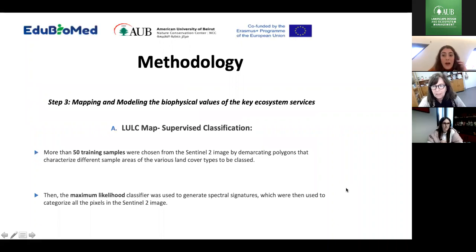Now that I identified the services, I generated a land use land cover map in ArcGIS using a supervised classification, where more than 50 training samples were chosen in the Sentinel-2 image that I got from Google Earth, where I drew polygons to characterize the sample areas of the various land cover types to be classed. Then I used the maximum likelihood classifier to generate the spectral signatures, which were then used to categorize all the pixels in the Sentinel-2 image.